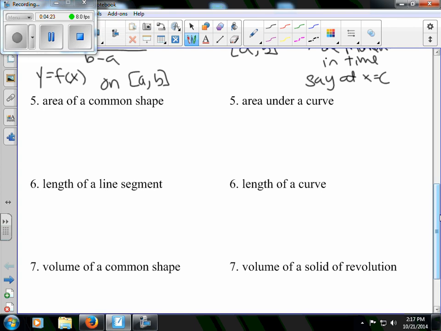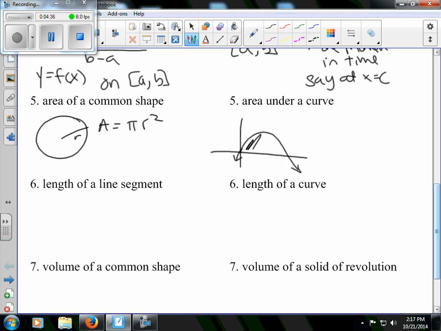So before calculus, I could give you a circle and you would tell me the area of it based on the radius. In calculus, I'm going to give you a curve, and I'm going to ask you for the area between the curve and the x-axis, and that will require using an integral. Notice there's no formula for how you find the area of that specific shape. It doesn't fit into any of our nice geometry formulas.